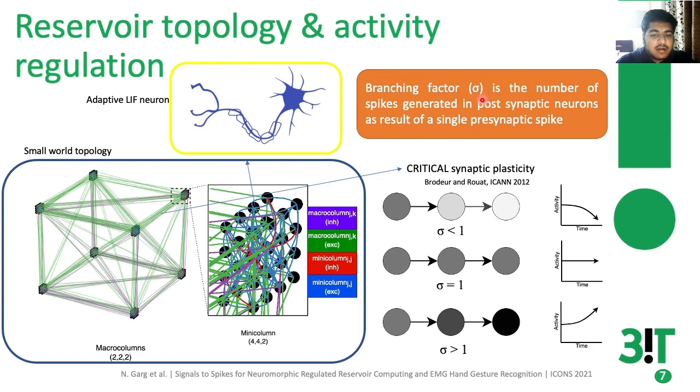The branching factor is the number of spikes generated in the postsynaptic neuron as a result of a single presynaptic spike. If the branching factor is less than 1, the activity of the reservoir dies with time, while if the branching factor is greater than 1, the activity explodes. For a branching factor of 1, we see a regulation in the reservoir activity and an optimal state. The critical synaptic plasticity algorithm drives the reservoir weights to the branching factor of 1.